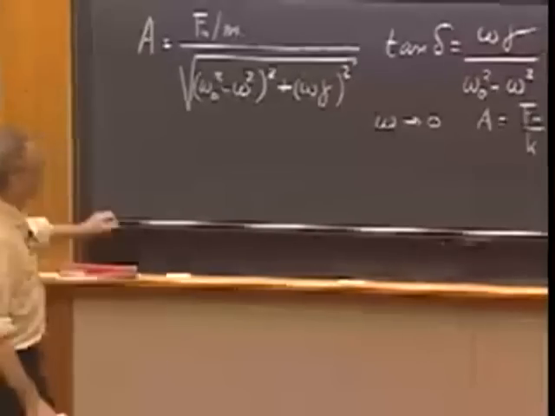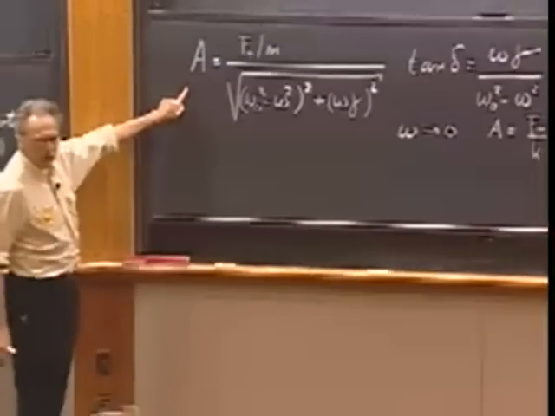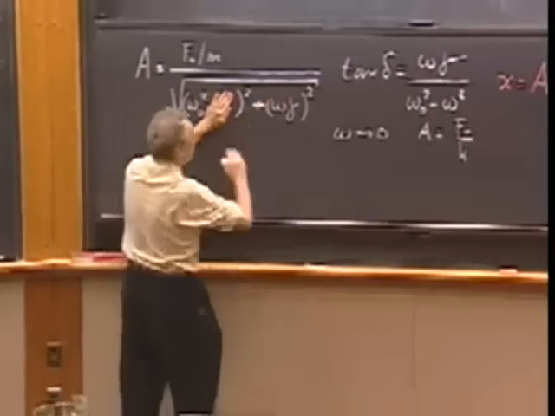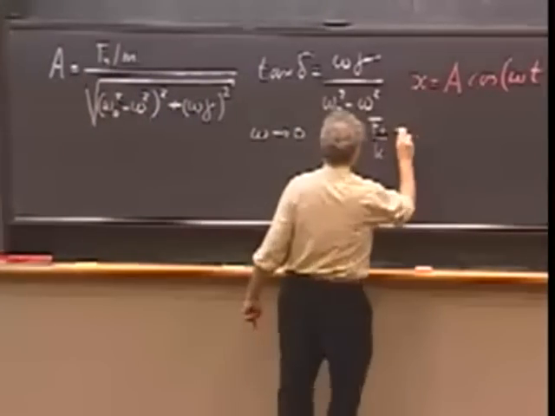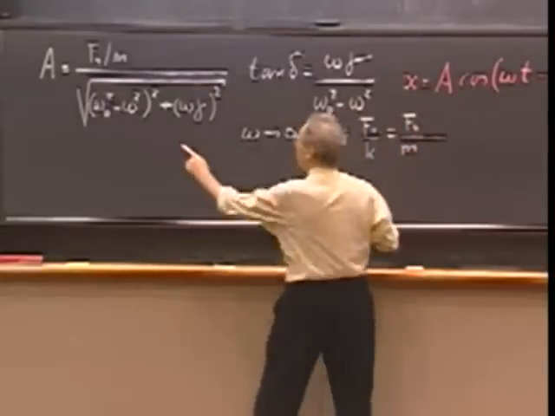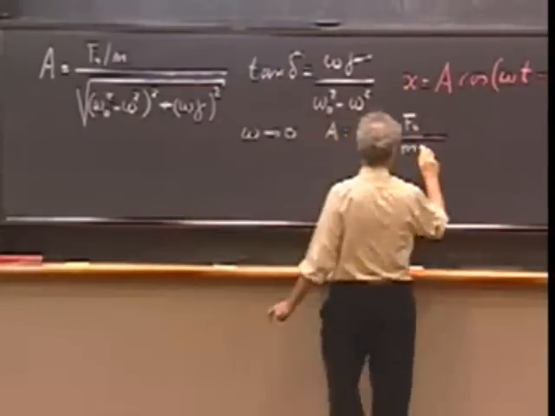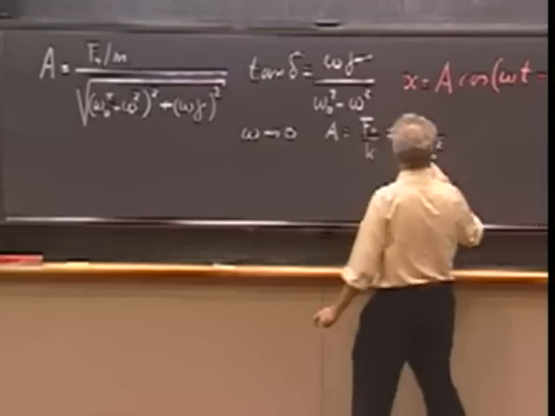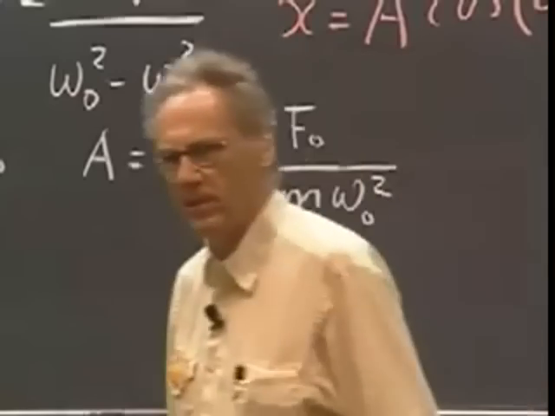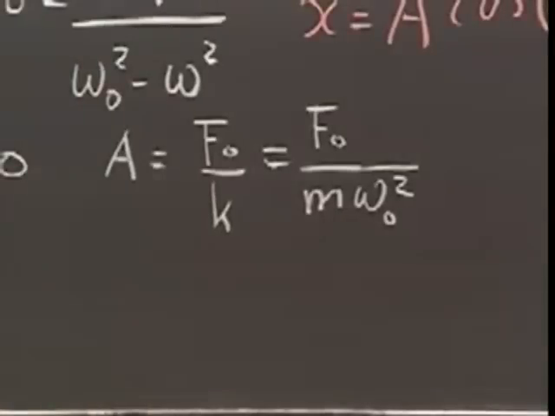Now let's look at this equation. Let's see whether that is true. We make omega 0. So this equation tells us that it is f0 divided by m. And then downstairs we have omega 0 squared. But omega 0 squared is k over m. And you see indeed that that's exactly what you get.